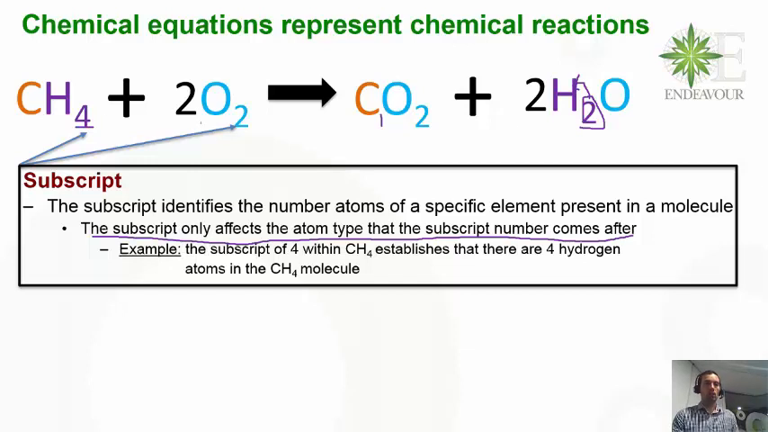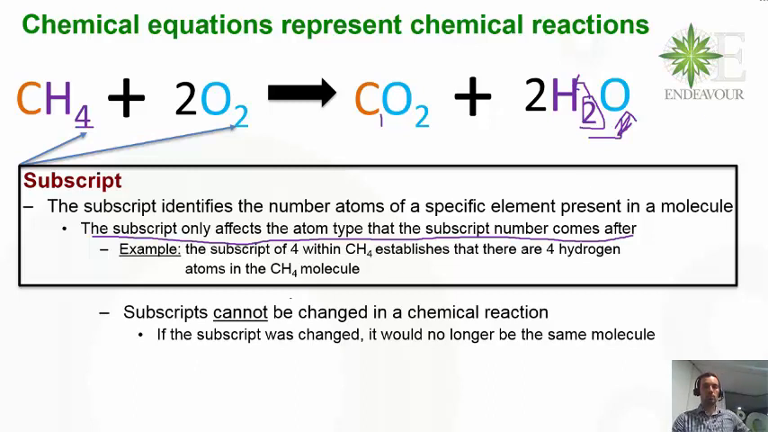So, for example, this 2 here doesn't indicate that there's going to be 2 oxygens. No. It indicates that there's going to be 2 hydrogens because it comes directly after the hydrogen. So just be aware of that, trying to realize which subscript corresponds to which atom type. So it will always be on the right of the atom symbol in the molecule formula.